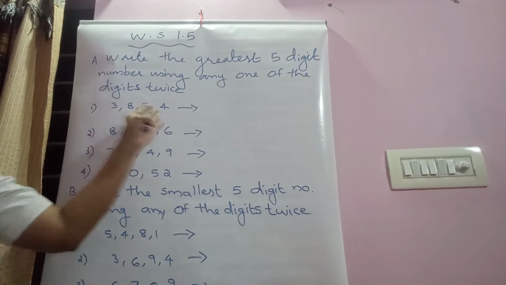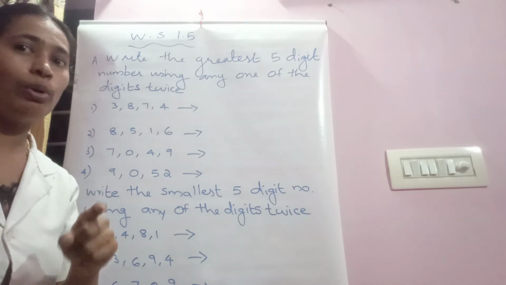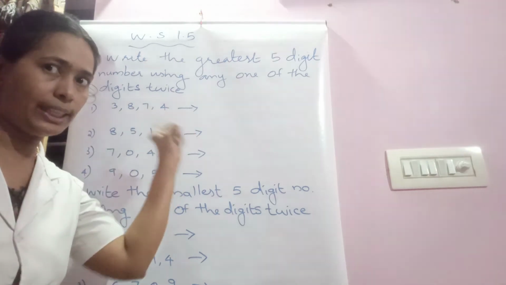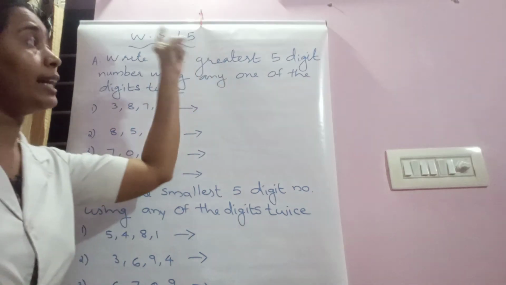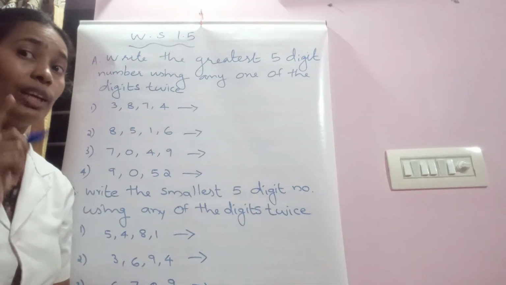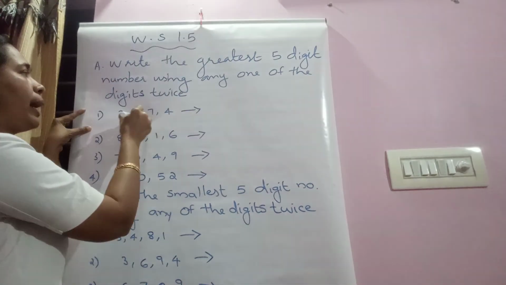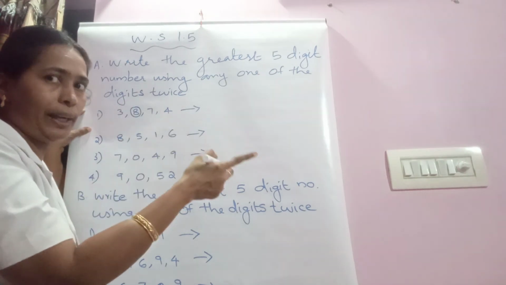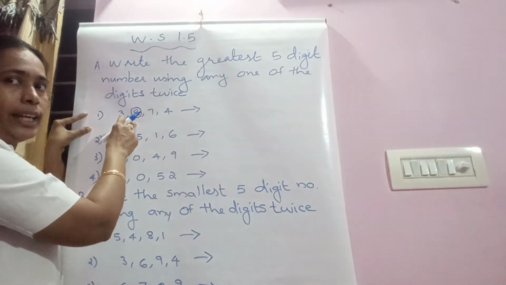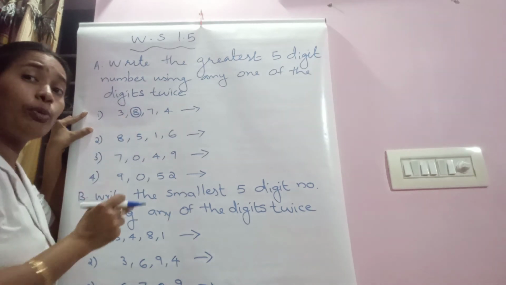Okay, 4 digits are given. How to form a 5-digit number? Surely we have to repeat one of the digits among these, isn't it? So, the question is to find the greatest 5-digit number. So, which number to be repeated? The greatest digit among these is to be repeated. For the first question, the digit 8 is to be repeated.